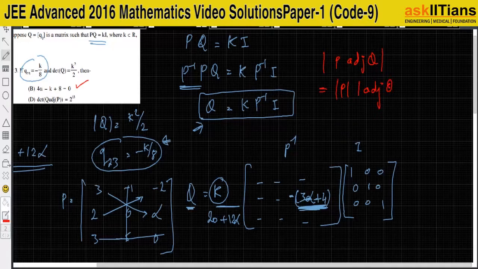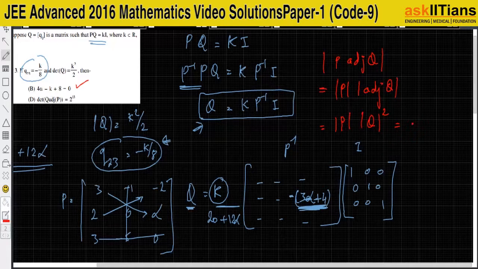And the determinant of adjoint Q, there is a property, we know that this is nothing but determinant of P to the power, this is 3 cross 3, right? So determinant of Q to the power 2, 3 minus 1, it's actually n minus 1, right? So from here we can calculate the value of this thing.